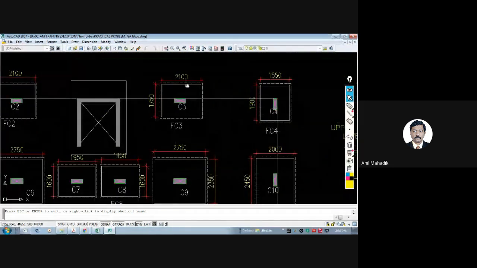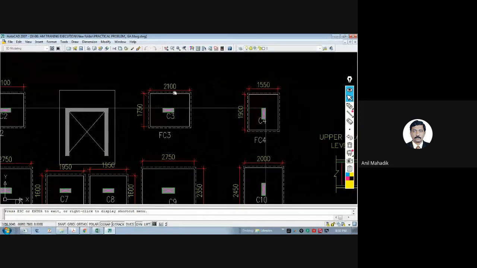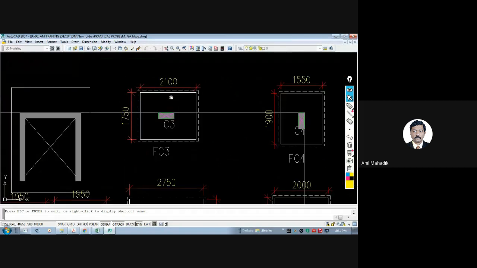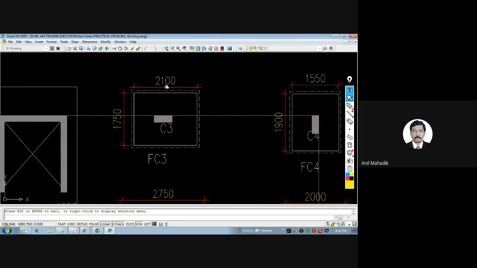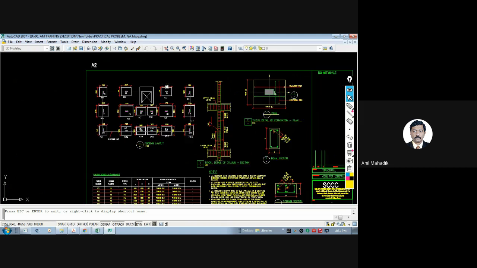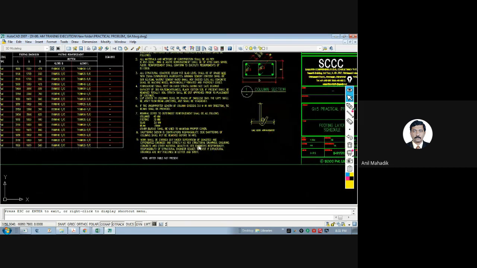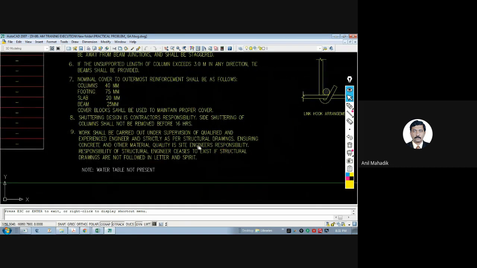So let's say you have given this dimension on the drawings, and the contractor, by mistake or for whatever reason, has made the footing width or length short by 100 mm. You cannot accept this, because your design requirement is 2.1. It should be 2.1 on the site. So there should not be any discrepancy between the site and your drawing.